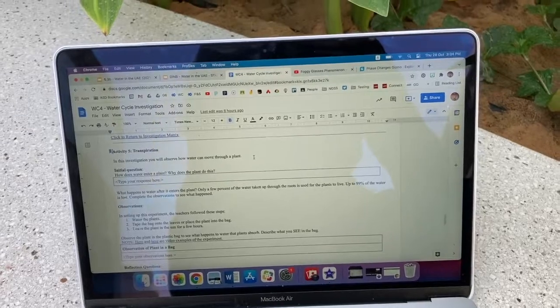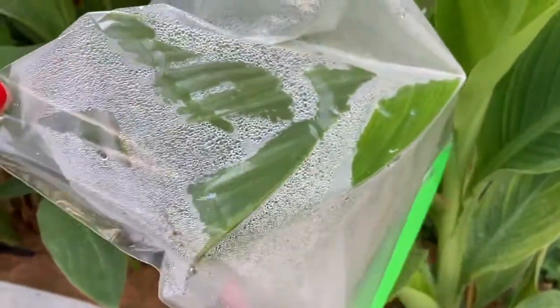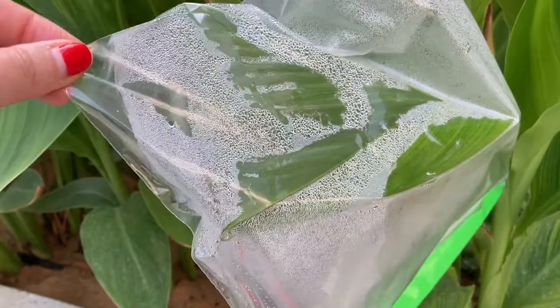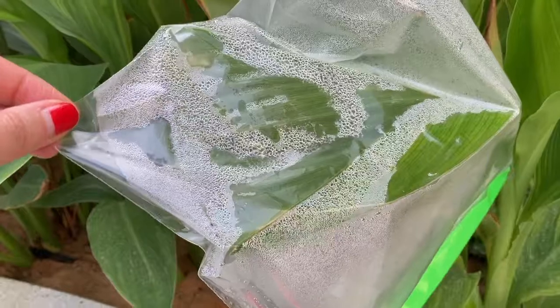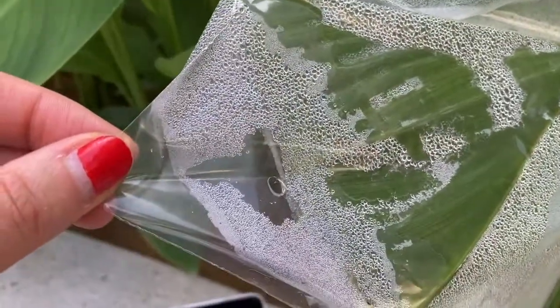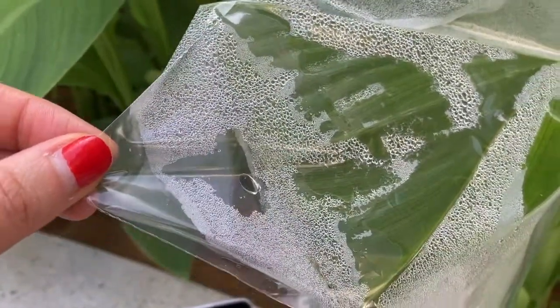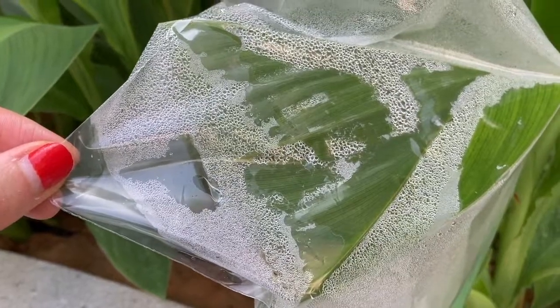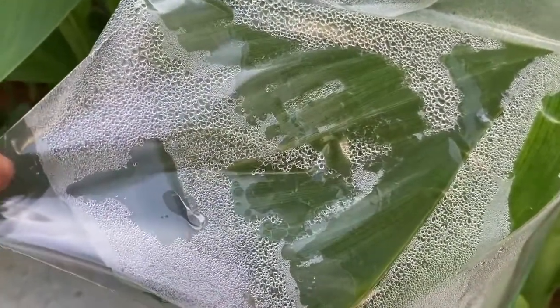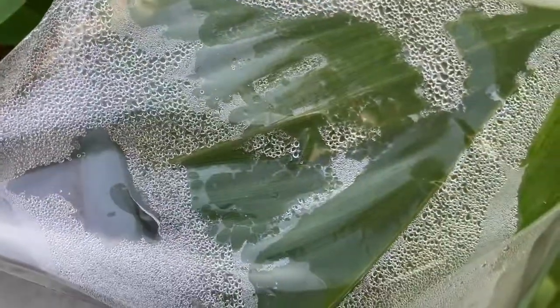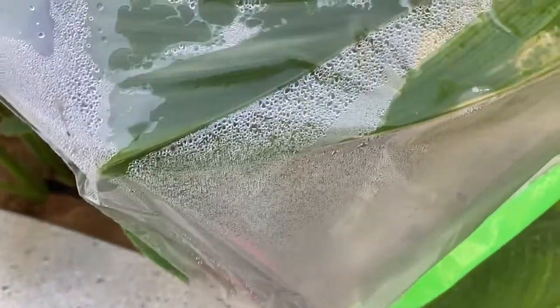In fact, this year it's all just plants that are outside. So here is one of them. I bagged this up this morning, about 6 hours ago. And as you can see, this bag is full of condensation, but the bag did not have water in it when I bagged up the leaf. So the water must have come out of the leaves. What you want to do is record an observation of what you see inside the bag with the plant.